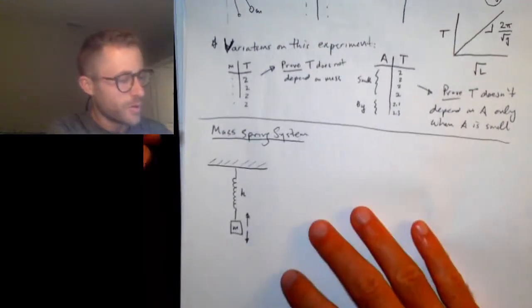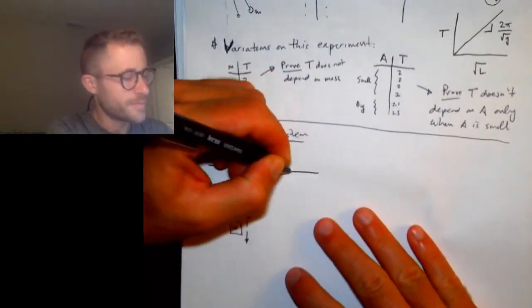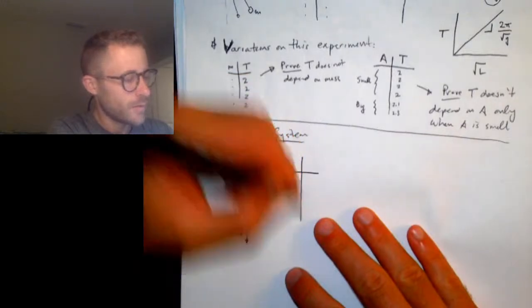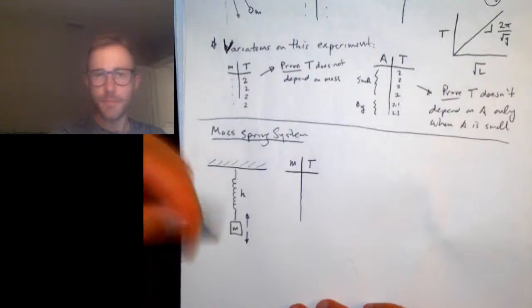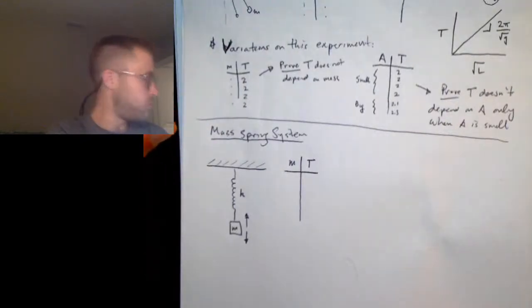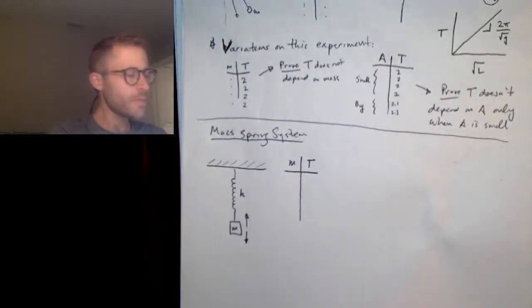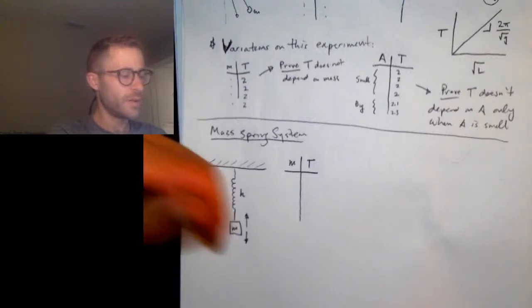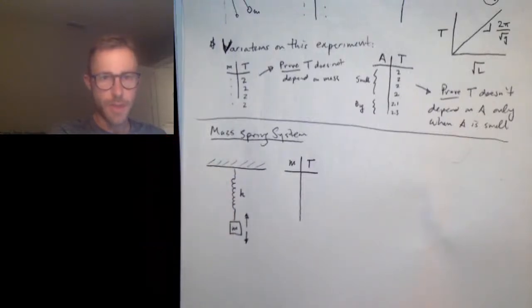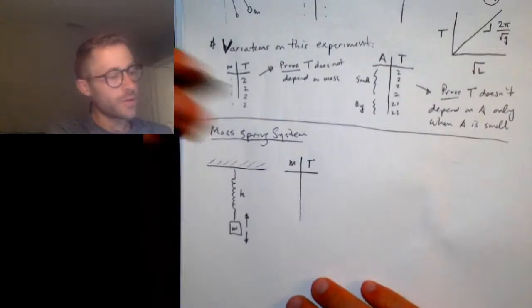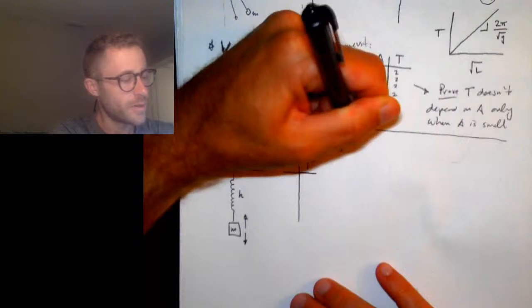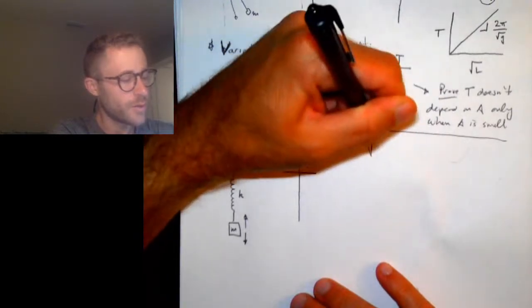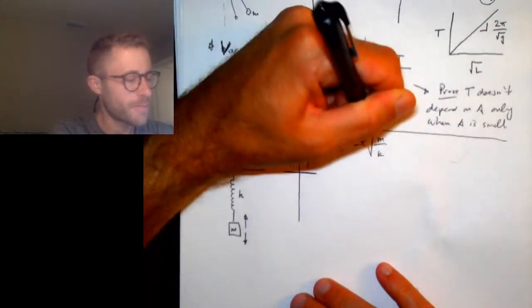and you record the period versus the mass at the end of the spring. So theoretically, the equation for the period for a mass spring system is 2 pi square root of m over k. All right.